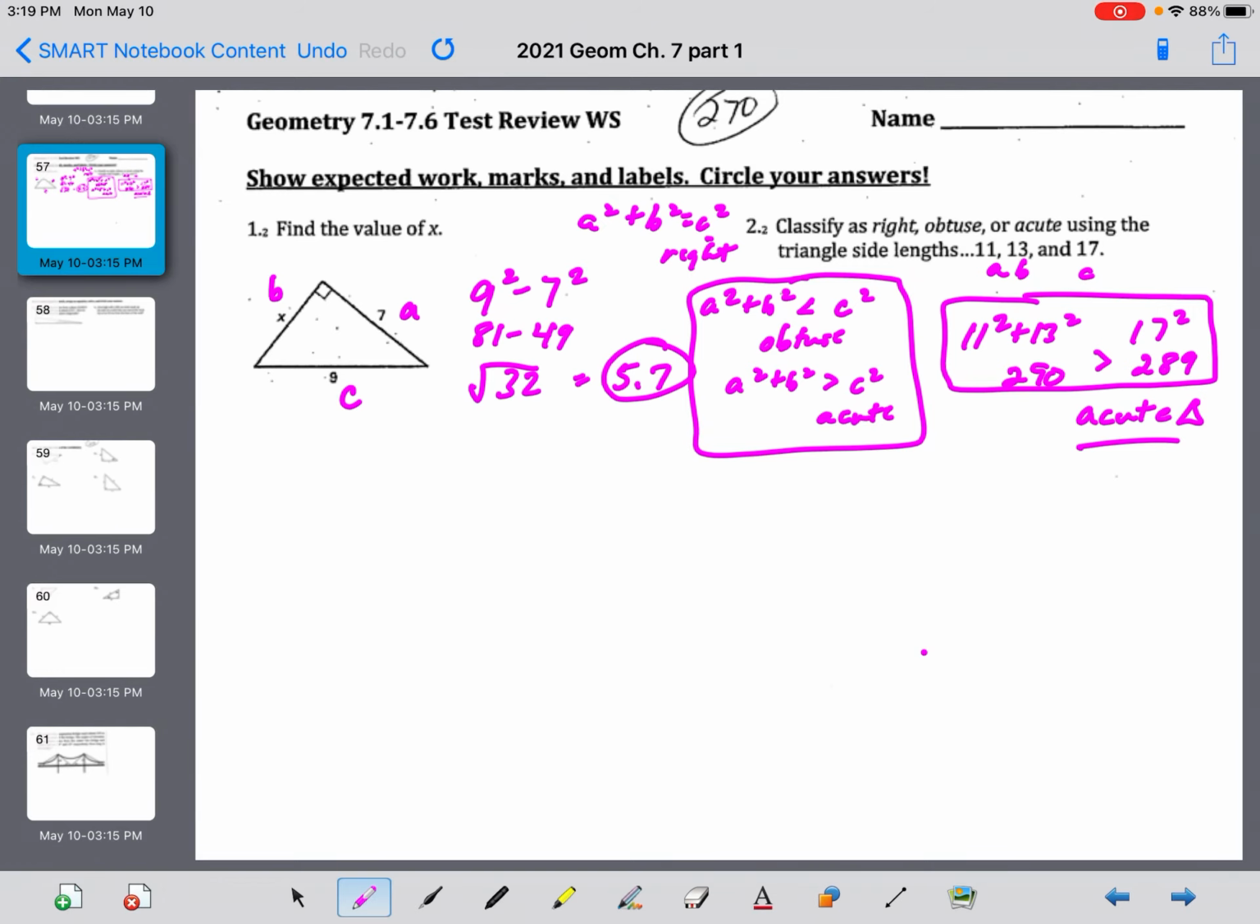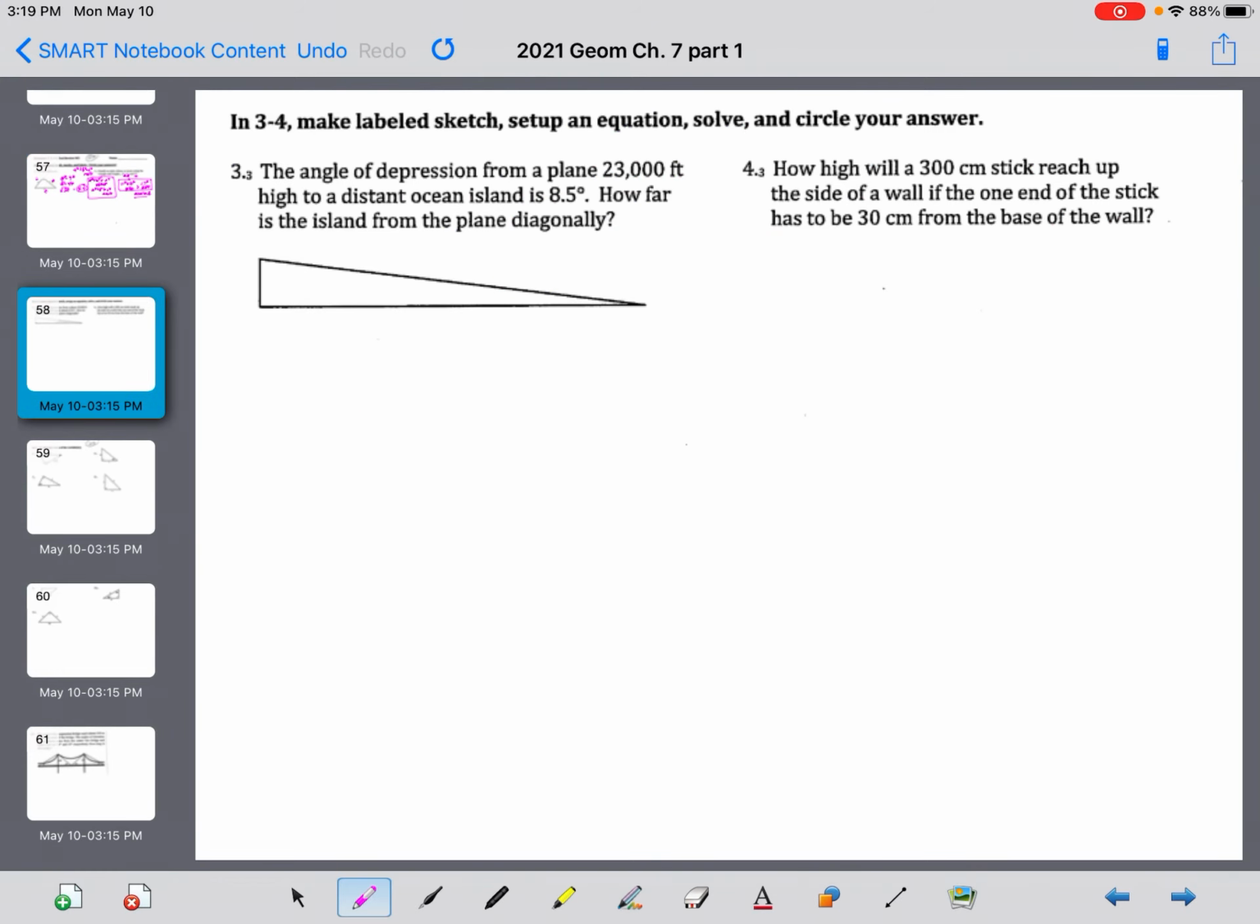All right, question 3. This one's a trig question because they give us an angle and some sides. It's a really skinny triangle. So the angle of depression, so we got the plane up here. We got the island here. The plane is 23,000 feet high. So that's this side, 23,000. That's hard. It doesn't look like 23,000, but that's what that is supposed to be. Let's see if I can make it skinnier, right, a little bit smaller. There it is. We've got a right angle right there. That's the elevation of the plane.